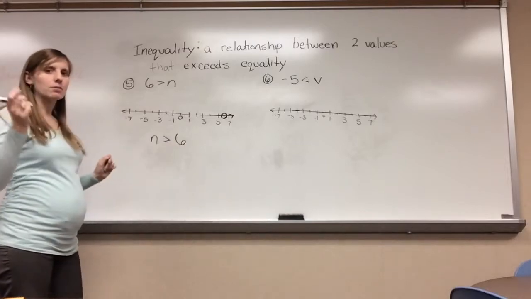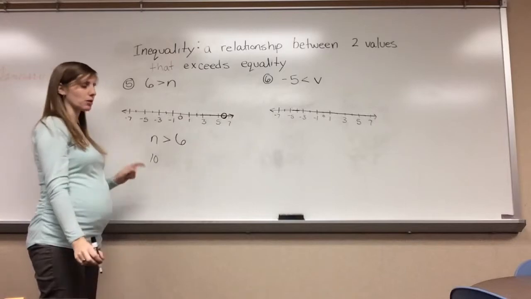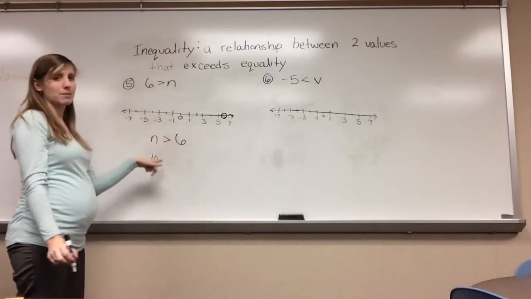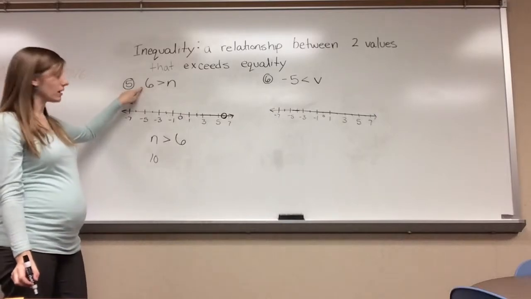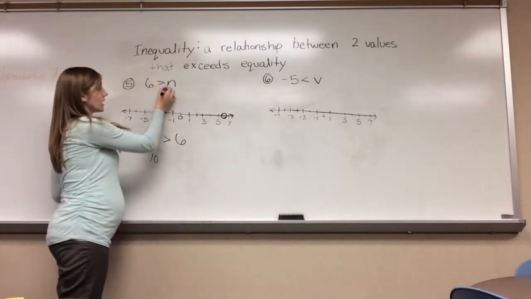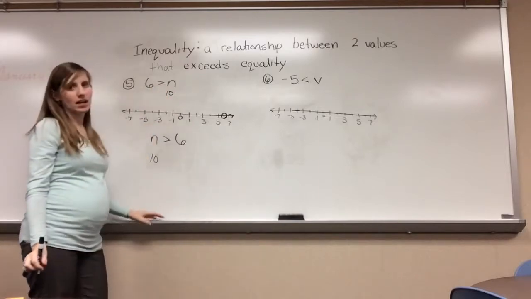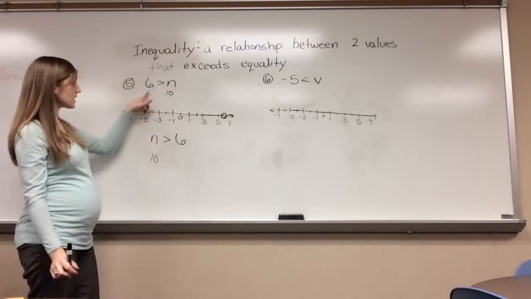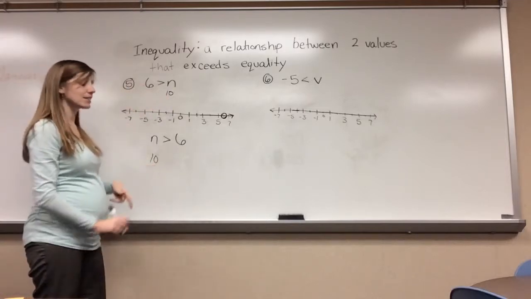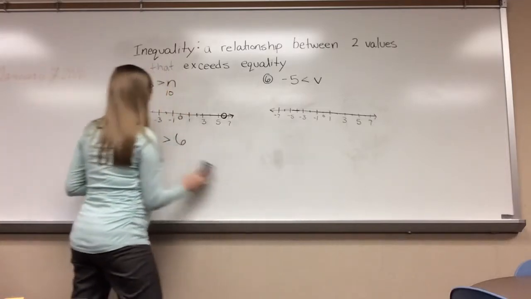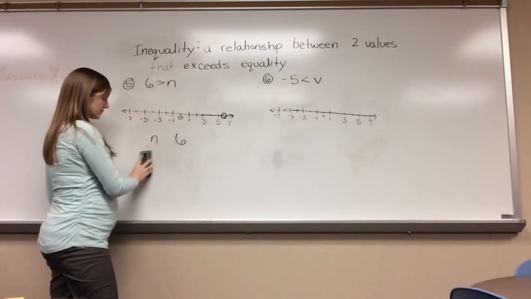If I think of a number that's bigger than 6, let's try 10. 10 is an easy number to work with. 10 is bigger than 6. That makes this true. Let's check it in our original inequality. 6 is greater than 10, or 6 is bigger than 10. That's not a true statement. 6 is not bigger than 10. 6 is smaller than 10. So 10 does not work, which means my inequality sign here at the bottom is not correct.